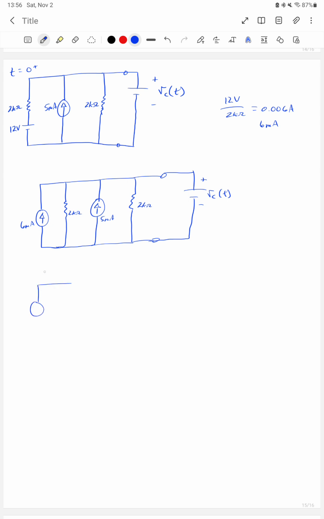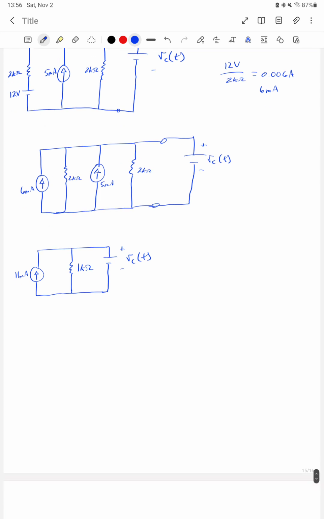You can combine these because they're parallel, the same way we did up top, so it's the same value. So this is going to become 1 kilo ohm, and this is going to become 11 milliamps. And then this is going to be your capacitor. The bigger reason for doing this is that we've done a lot of the math that's going to make our lives a little bit easier later on.